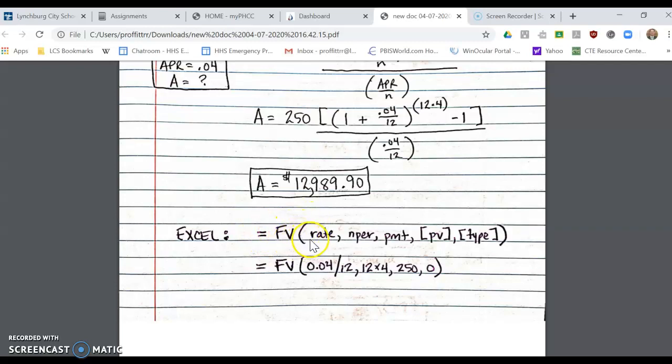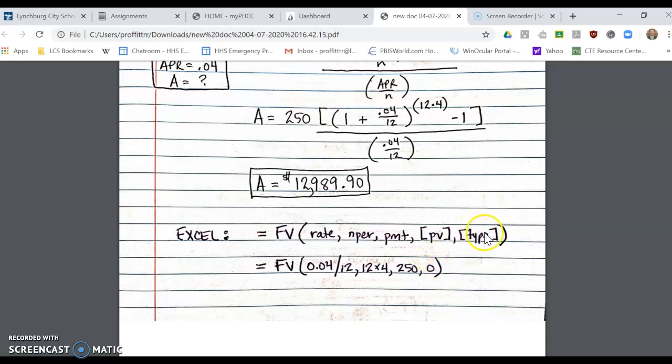And then you're going to open up a set of parentheses. It's going to ask you for the interest rate per period, okay? So it's 4%, but we're going to divide that by 12 because we're making 12 payments per year. So the interest rate is 0.04 divided by 12. The number of periods is 12 times 4, 12 months times 4 years. So you're going to be paying on this for 48 months. The payment is $250, and then the next argument stands for present value, and that's 0. Okay, so you have 0 in the account.